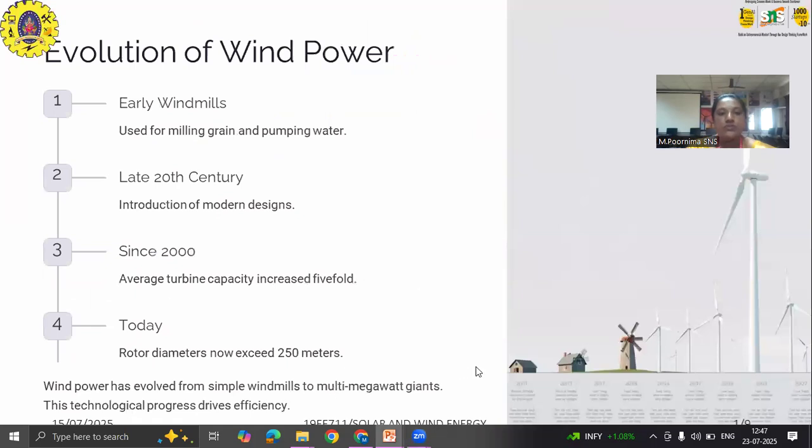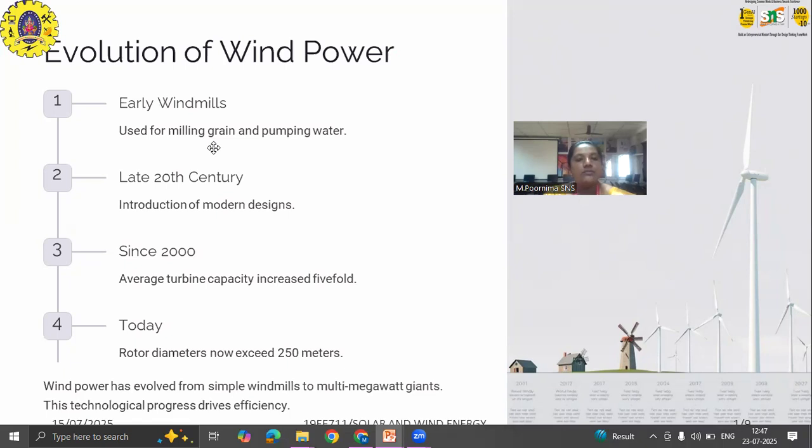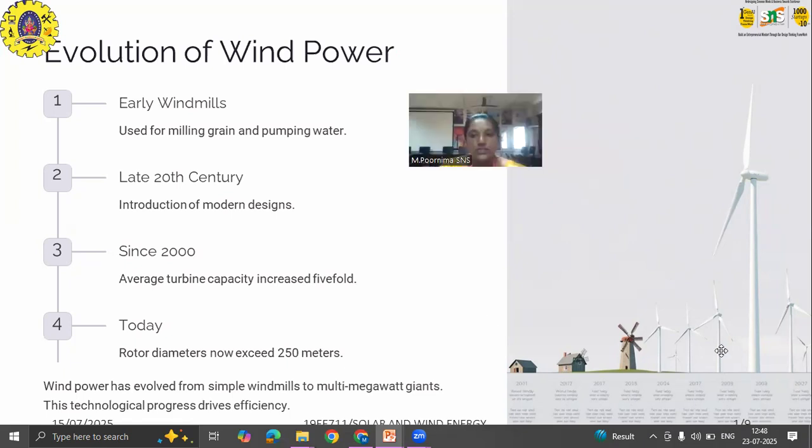First, we are going to see the evolution of wind power. We know that early windmills were used only for milling grains and pumping water. Nowadays, we are using them for power. In the later 20th century, more modern designs and technologies were used, and since the 2000s, average wind turbine capacity has increased fivefold.